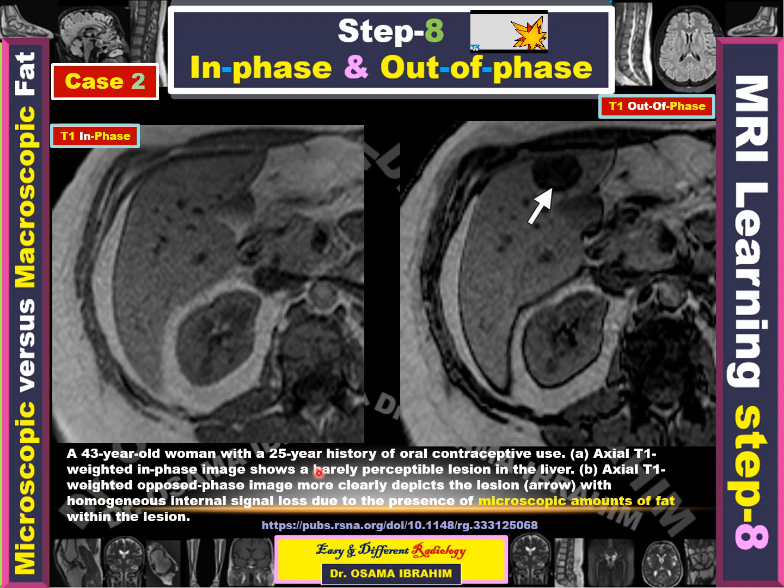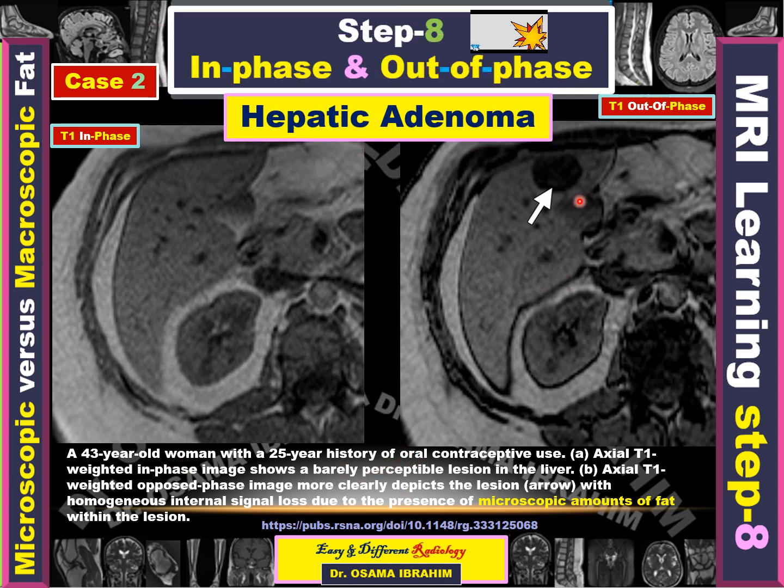If we have a history of oral contraceptive use for 25 years in that 43-year-old lady, this raises the diagnosis of hepatic adenoma, which contains microscopic fatty lesions not detected in the original image. And this is the role of the opposed or out of phase for detection of microscopic fat. So you really need to be careful which type of MRI sequence you look at to reach the proper diagnosis.